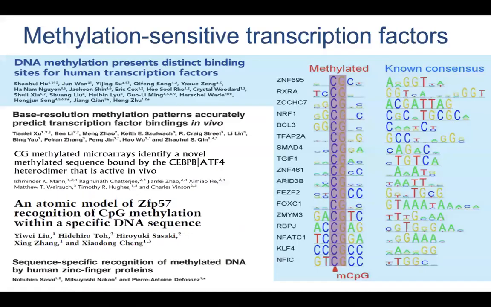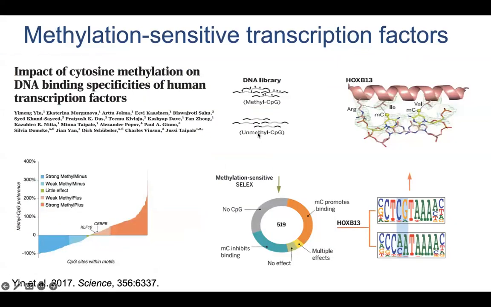Just as different transcription factors distinguish between different nucleobases, some transcription factors are known to distinguish between different modified nucleobases, such as many shown here. As you can see, a lot of different transcription factors have distinct methylated motifs versus their unmethylated counterparts and can be sensitive to a variety of different epigenetic modifications as shown on the left.